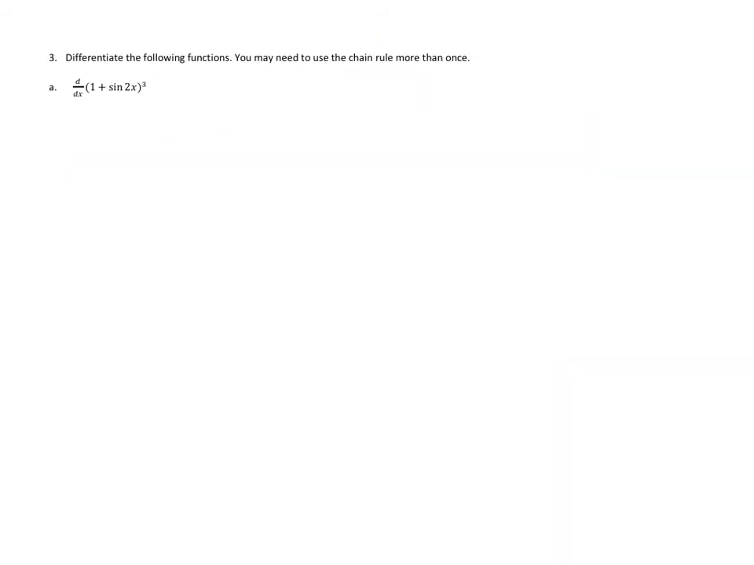In question 3, we're still taking derivatives, but here we have to apply the chain rule a couple of times if there's more than just a single composition. Let me rewrite this one. We're taking the derivative of 1 plus sine of 2x, all to the power of 3. So I'm just taking the derivative of something to the power of 3. Let's start there.